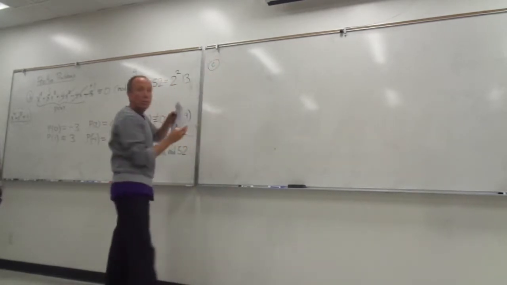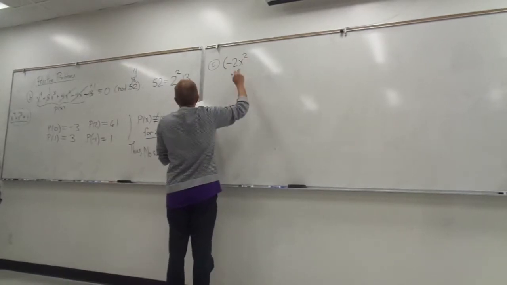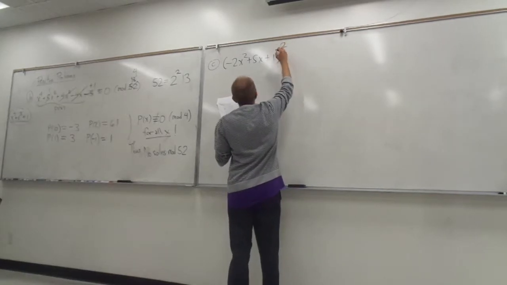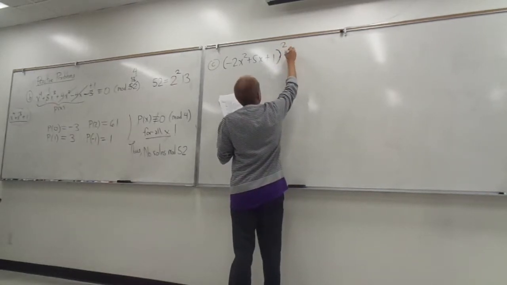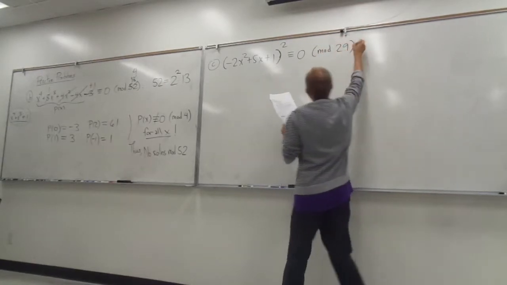So again, find the solution if possible. Negative 2x squared plus 5x plus 1 quantity squared is congruent to 0 modulo 29.